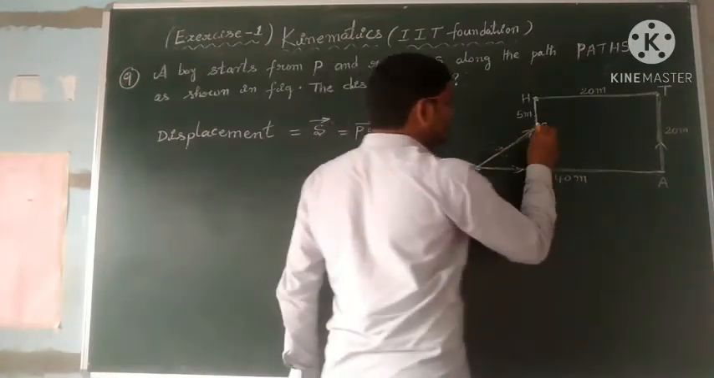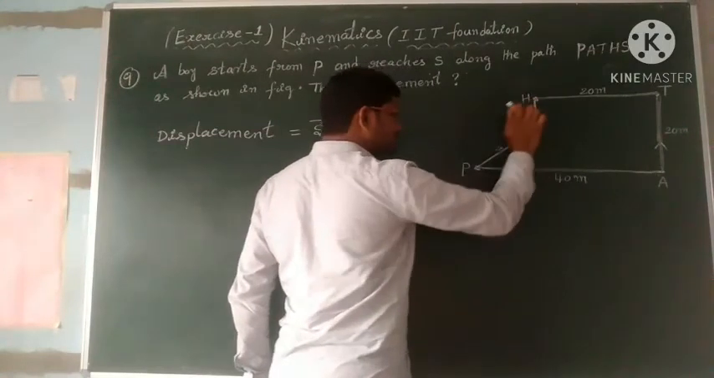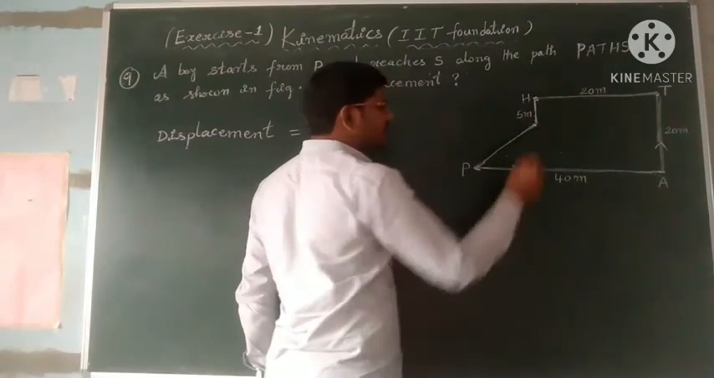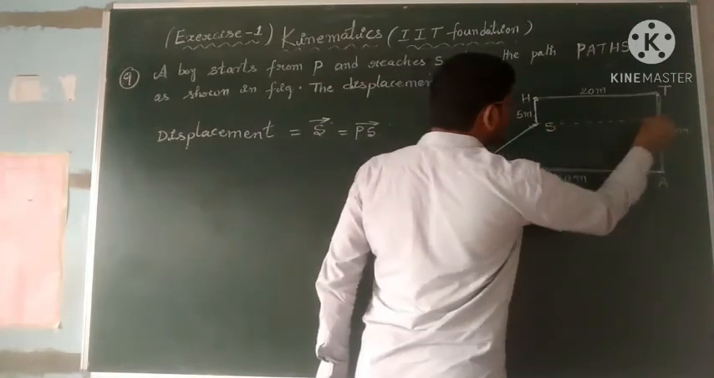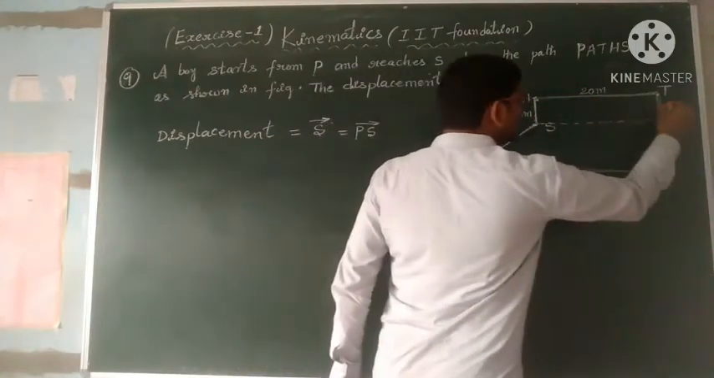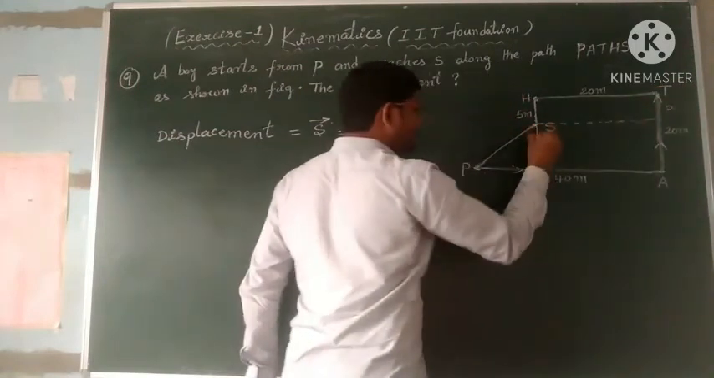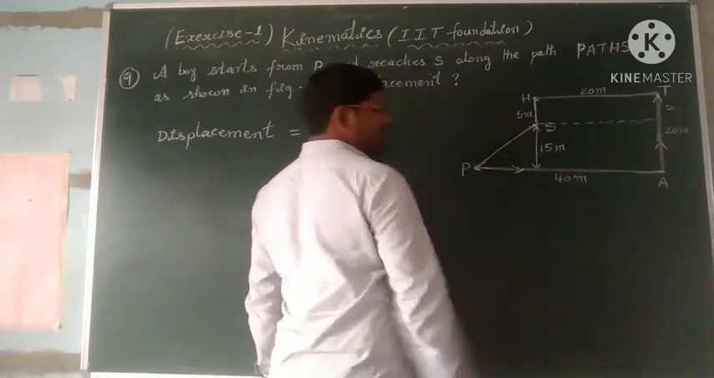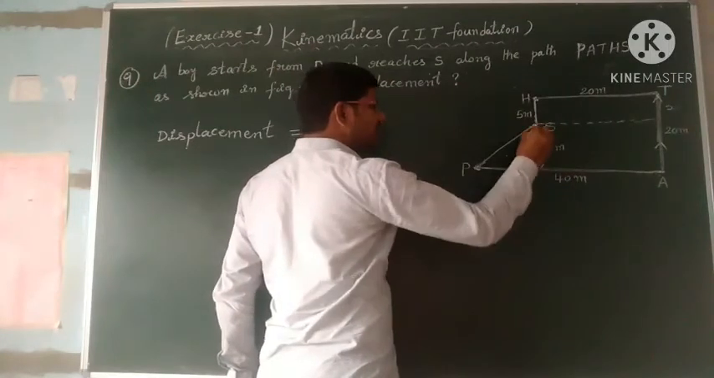And see, this point is S, we know. This is the point S. If I take one horizontal line here, this is 5 meters, so this is also 5 meters. This is also 5, which means this should be 15 meters. This length is 15 meters.